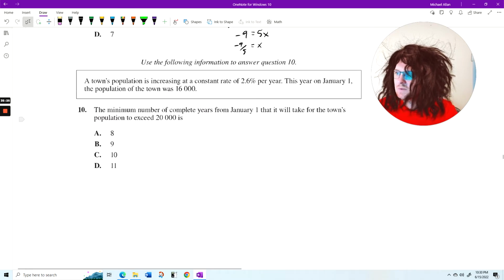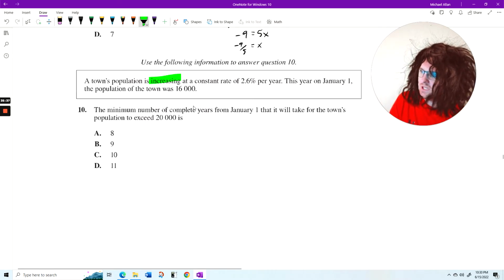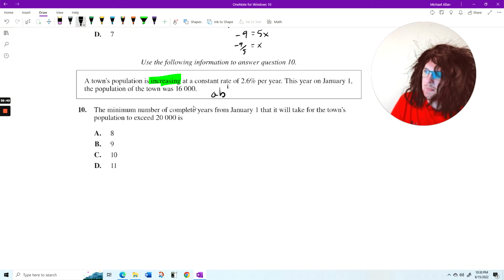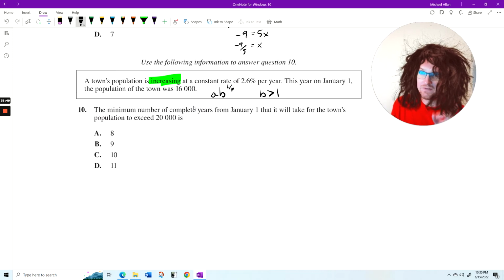The minimum number of years from January 1st that will take the town to exceed 20,000. So it's increasing at a rate of 2.6% per year. Now, the key word here is increasing. Remember, increasing graphs had to have a B value, if you're going to write it in this form here. To be increasing, my B value has to be greater than 1. And that's going to be very key.